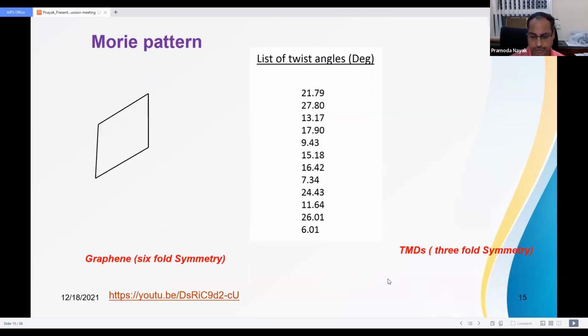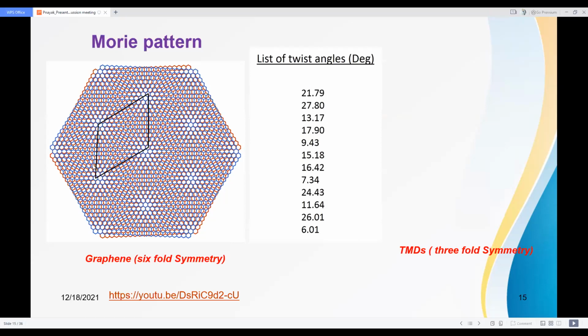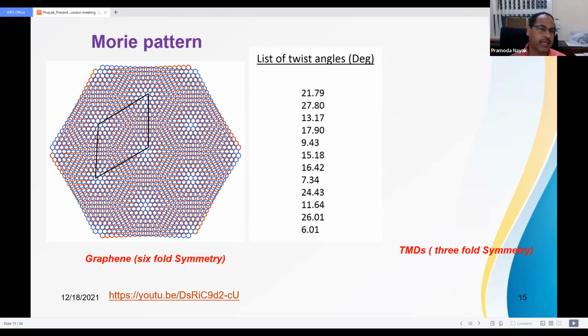And then we try to understand what is happening there. If you rotate one layer over another, you can see a very beautiful Moiré pattern at some selected angles. You can see the periodicity is there. So instead of the lattice constant of a monolayer, when you make a twisted bilayer at some particular angle, you see this beautiful pattern called the Moiré pattern. Then you can have the superlattice. Using this superlattice parameter, we can calculate the band structure, density of states and everything.